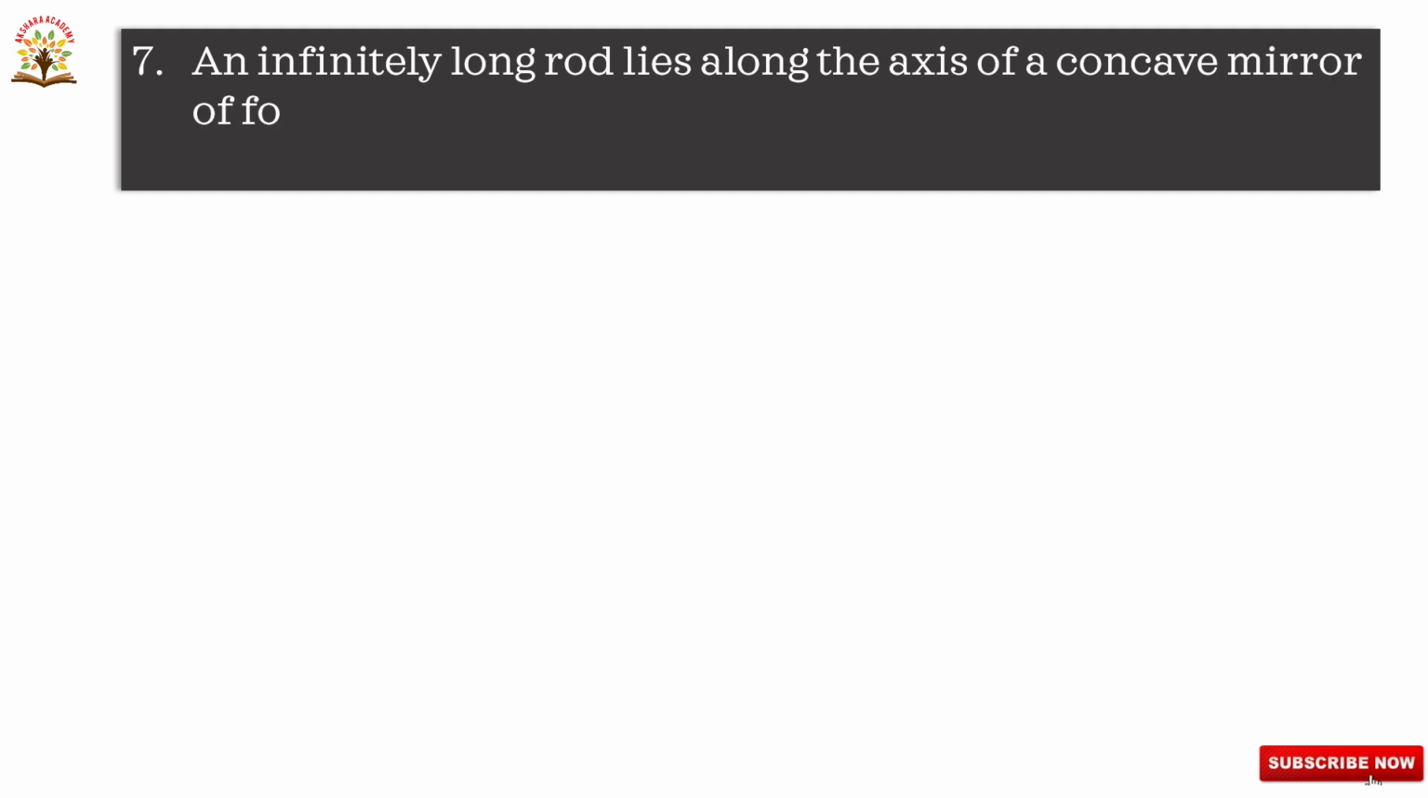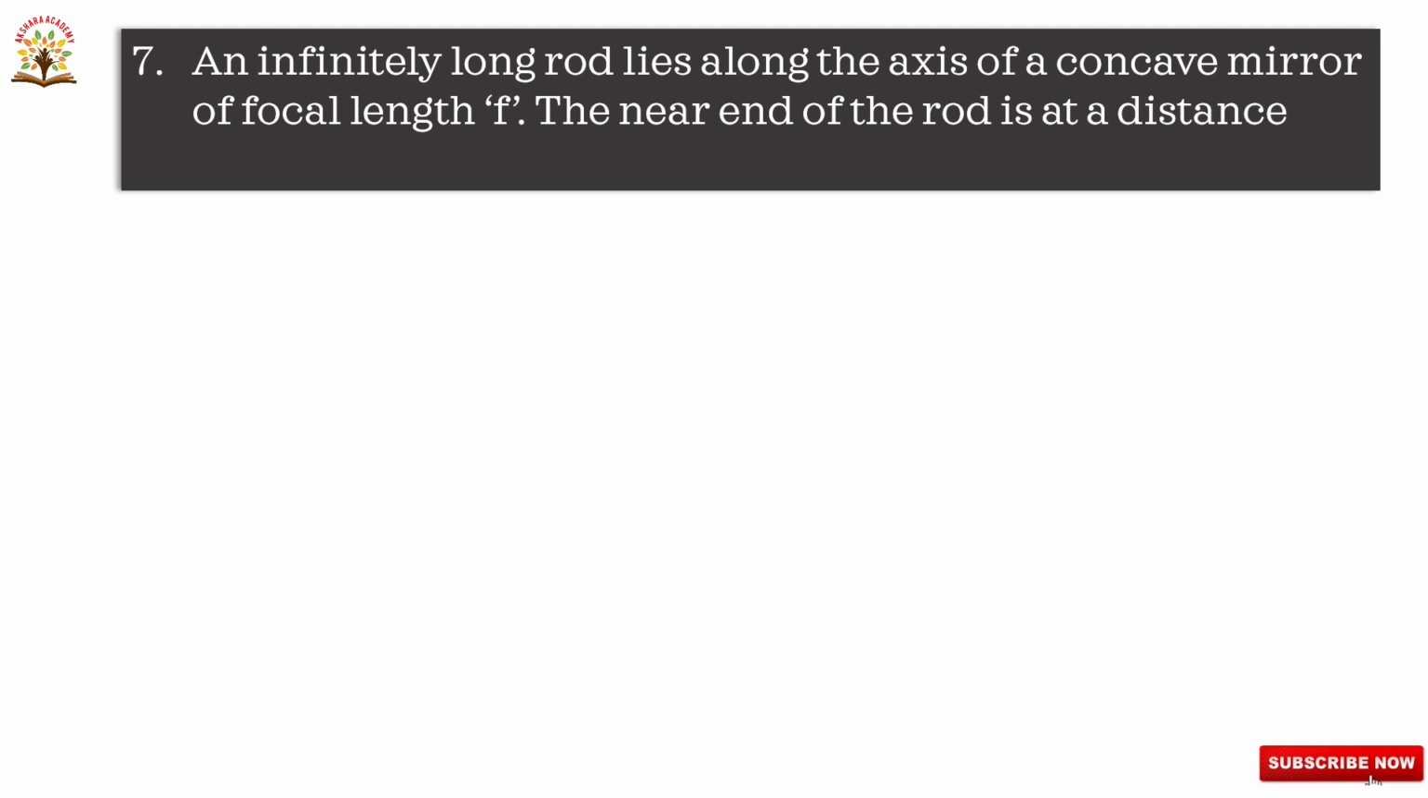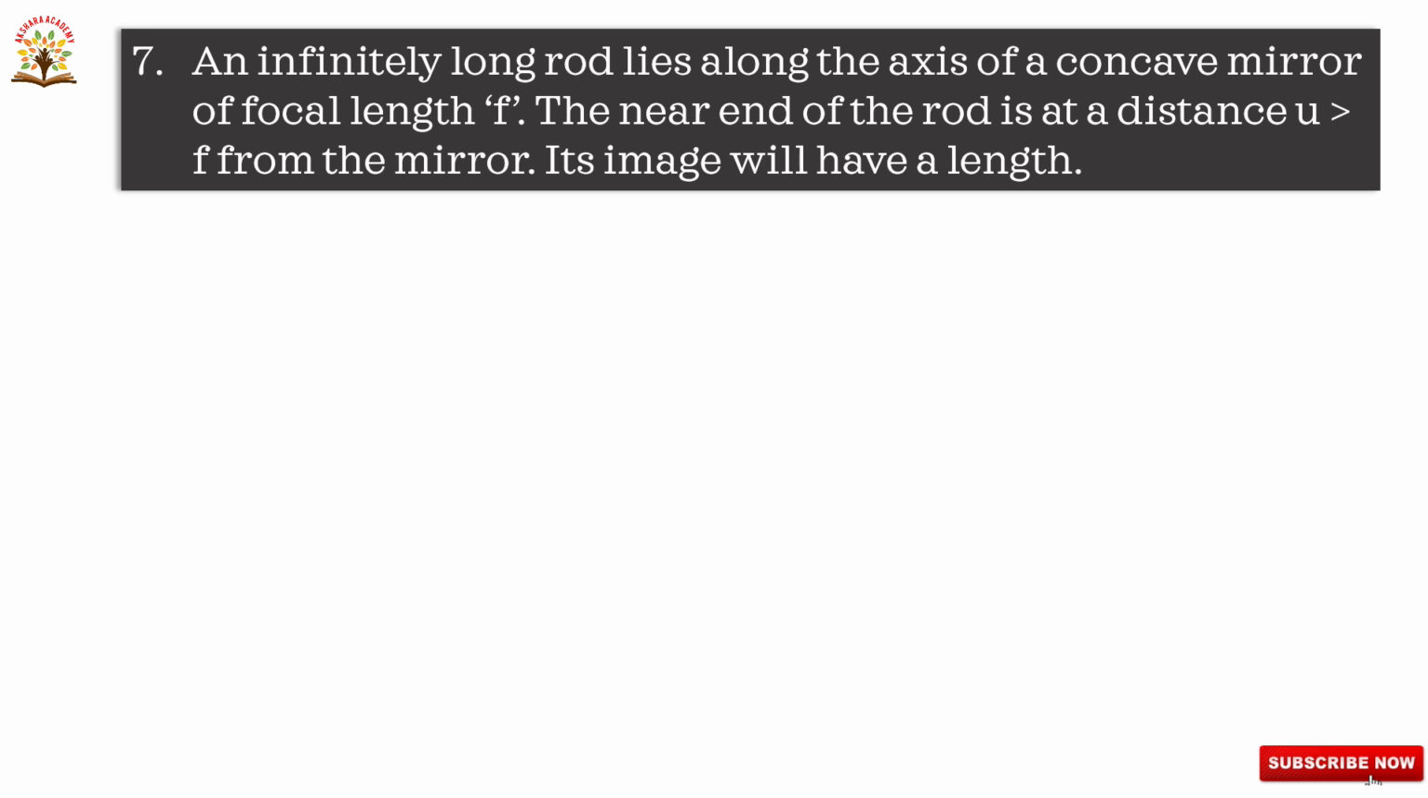An infinitely long rod lies along the axis of a concave mirror of focal length f. The near end of the rod is at a distance u greater than f from the mirror. Its image will have a length. Here in this question they given u1 as u. Now let us go to the solution.